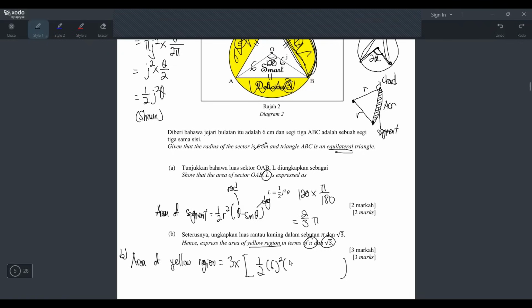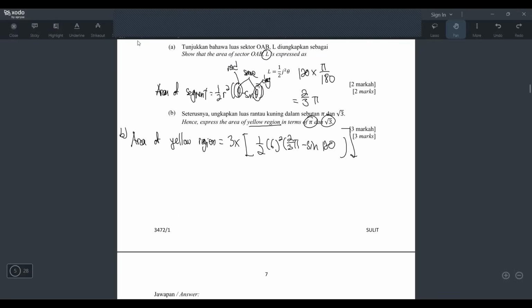And the 2/3 pi you have to write here. And then minus sine theta, which is minus sine 120. It means the angle you put here and the angle you put here will be the same angle. They are the same angle, just different units. That's it. Now we just simplify this whole thing, then we can get the answer.